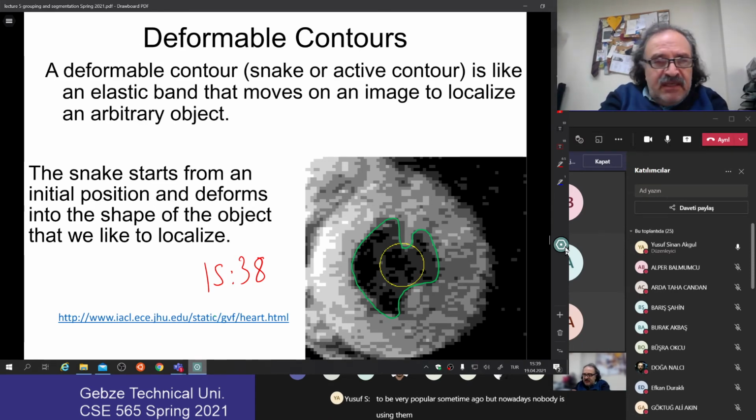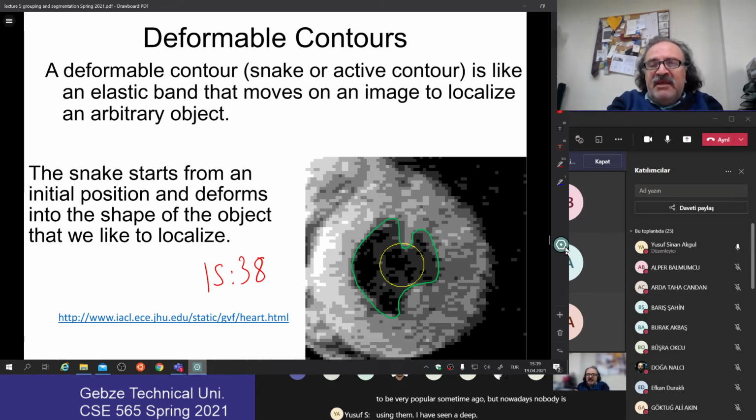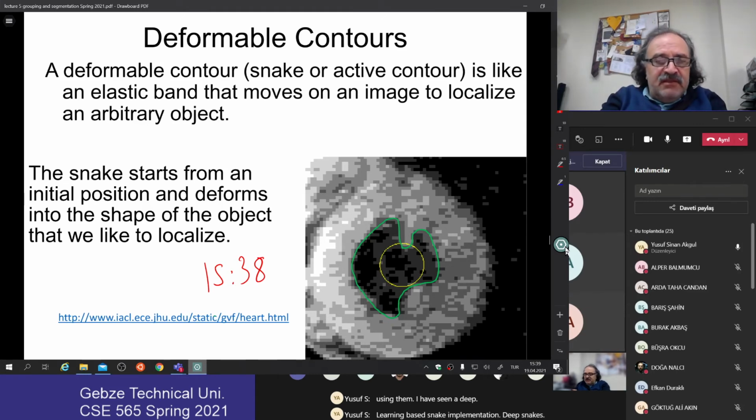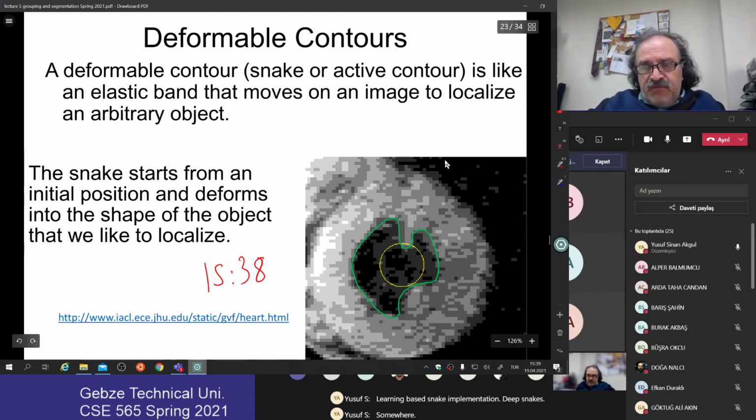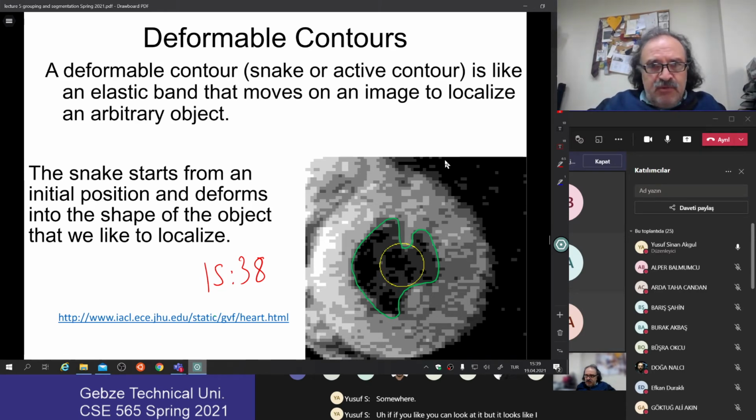I have seen a deep learning based snake implementation, deep snakes, somewhere, and if you like you can look at it, but for some reason I don't want to talk about them anymore. So that's it actually. I think it is enough for you to know what snakes are and how they work and how they are initialized, etc. I'm not going to talk about them.